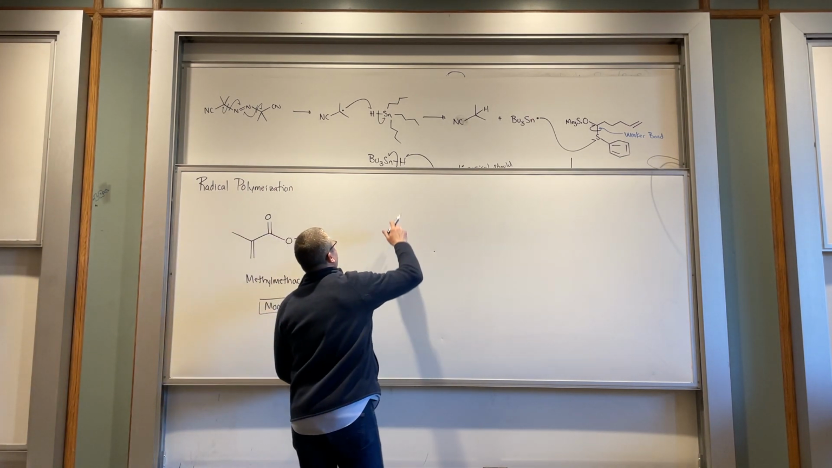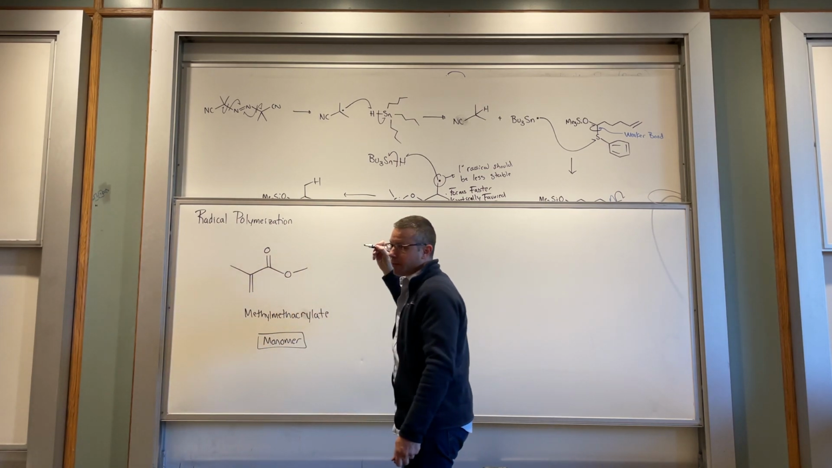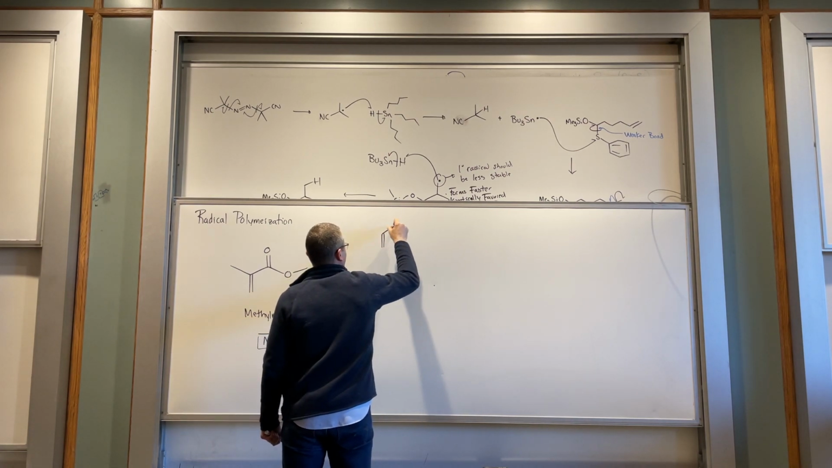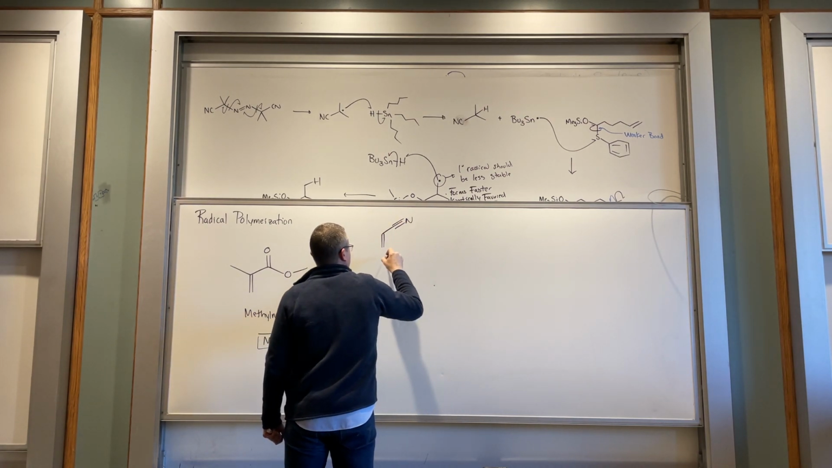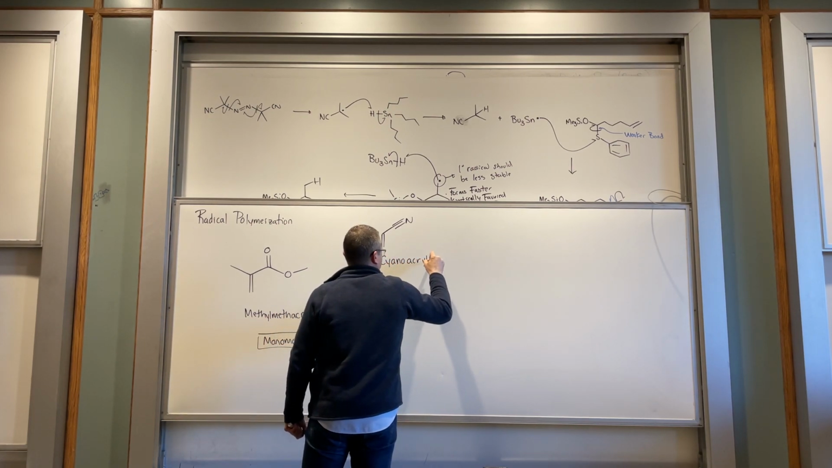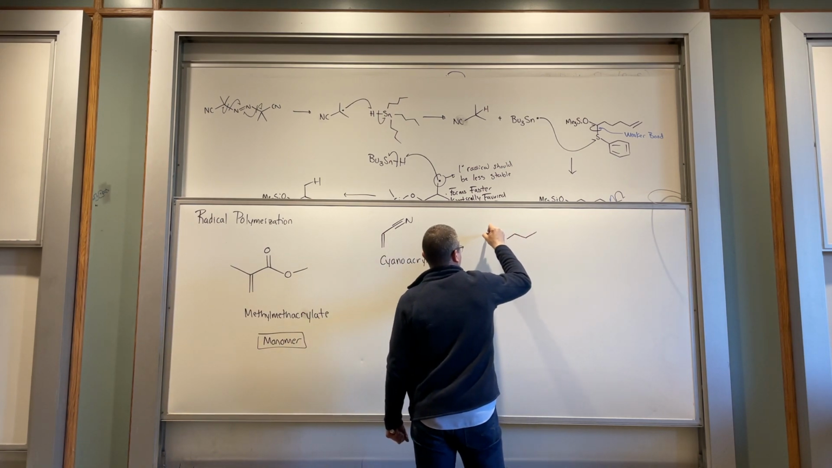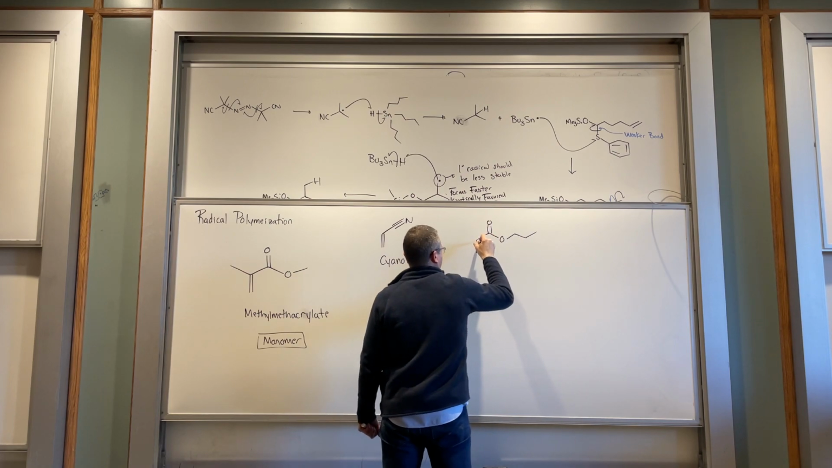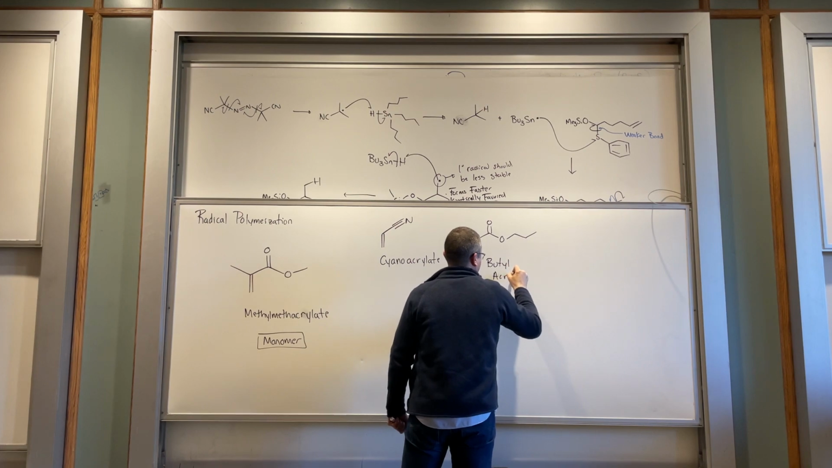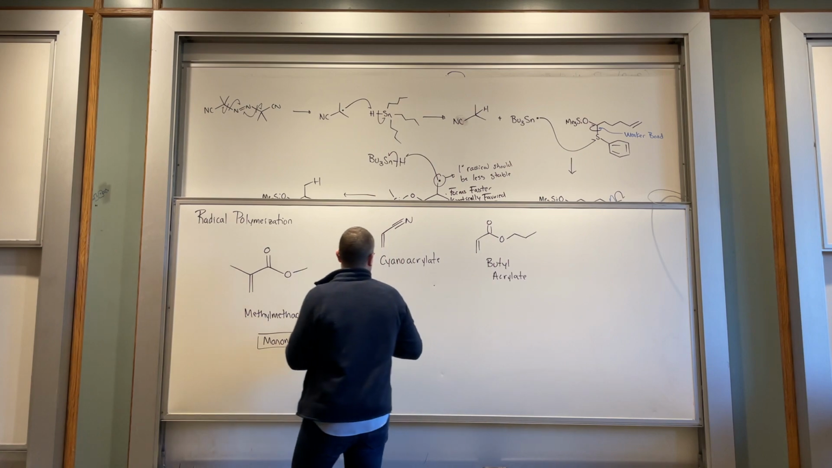There are a series of alpha beta unsaturated carbonyl or carbonyl type compounds called acrylates. So this is cyanoacrylate. Butylacrylate. We'll leave it at that.